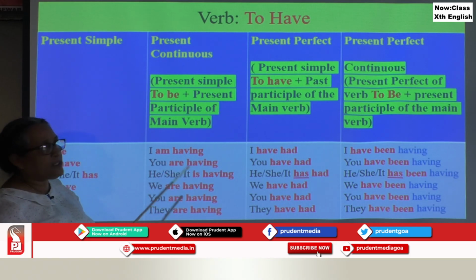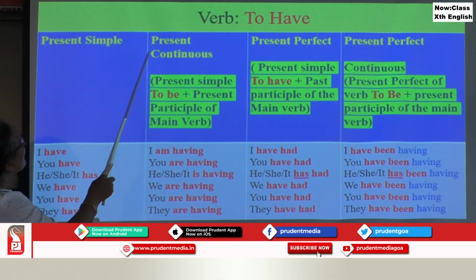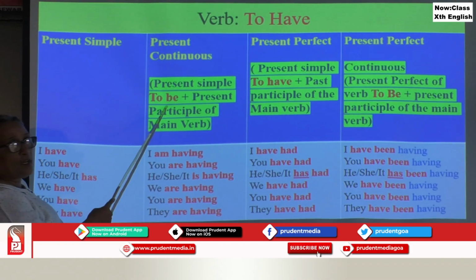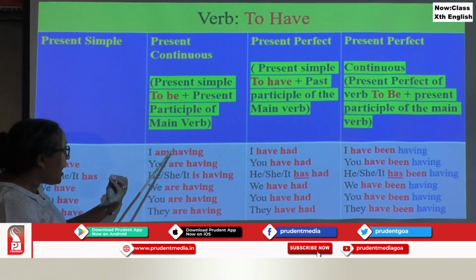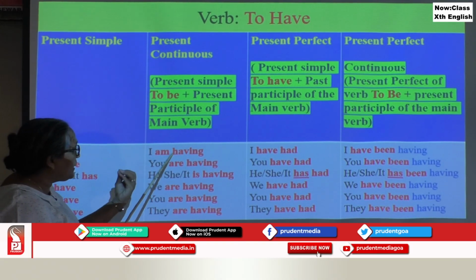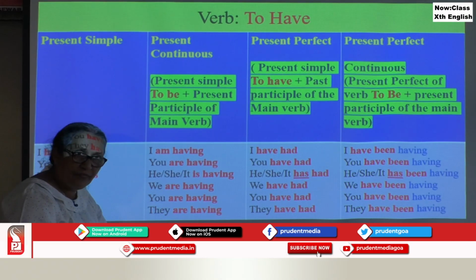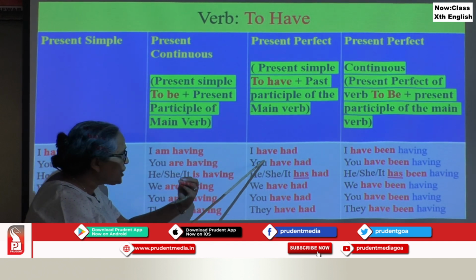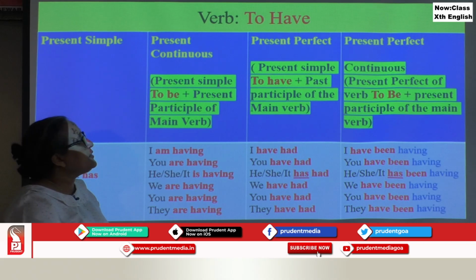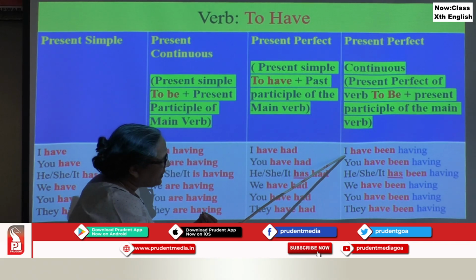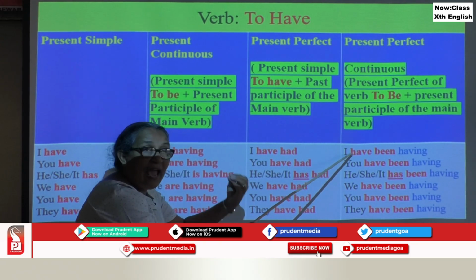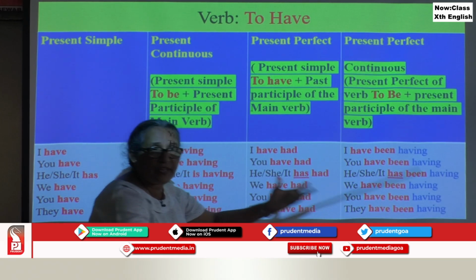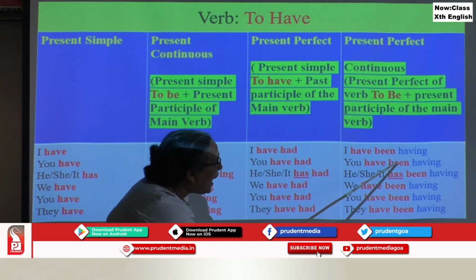Now connect it with the future. Future will be like this. Present continuous, past continuous, now future continuous. Future simple of the verb to be is I shall be plus ing form, I shall be having, you will be having. In the case of future perfect, it will be future simple of verb to have, I shall have had. In the case of future perfect continuous, it will be I shall have been having, you will have been having.